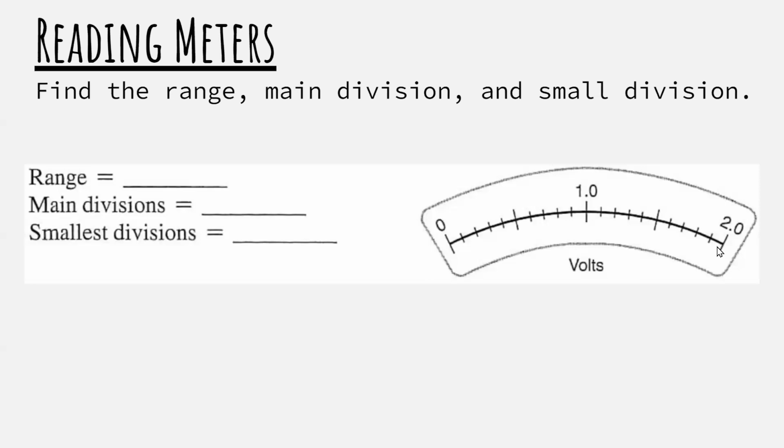All right, so first up, we have got our range. Range is the maximum reading, which in this case goes all the way up to 2 volts. Your main divisions, what are your numbered main divisions going up by? In this case, we're going up by 1 volt at a time because we go from 0 to 1 to 2. Then the smallest divisions are those tick marks in between our main divisions. If I start at 0 and go all the way up to 1, counting all my tick marks, I have 10 tick marks, which means that we are at 1/10 of a volt for our smallest divisions.